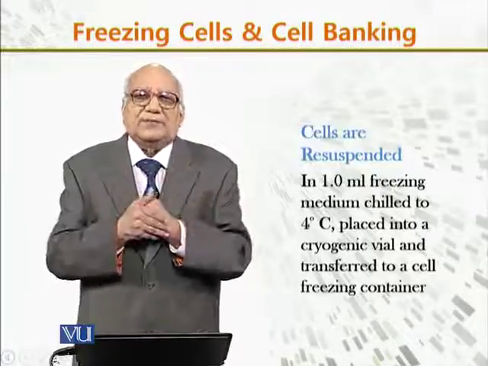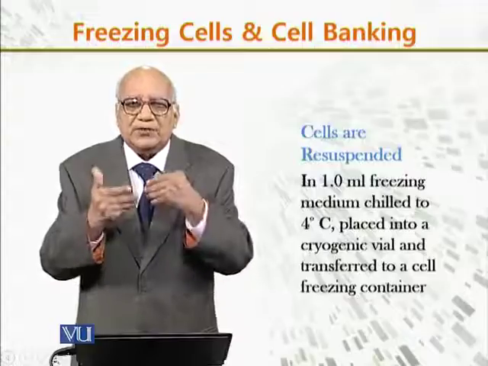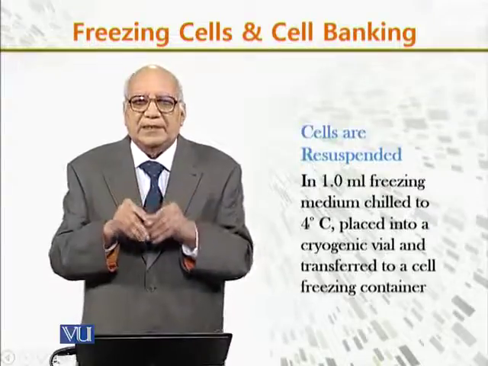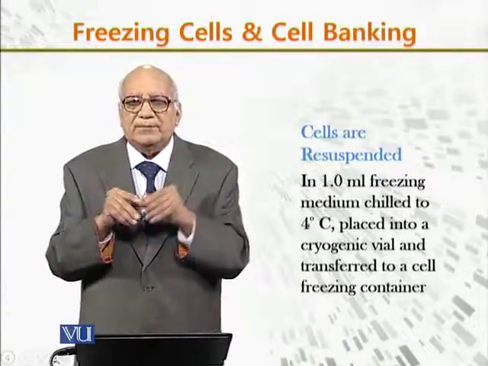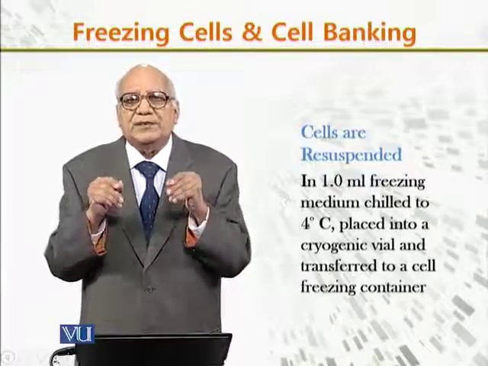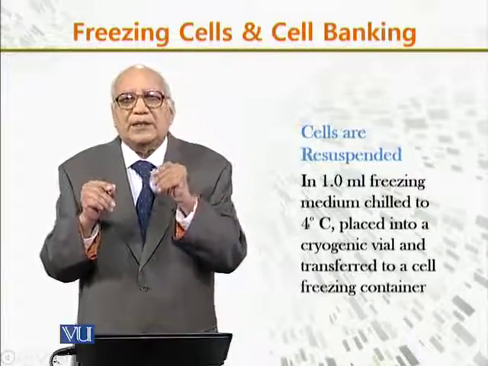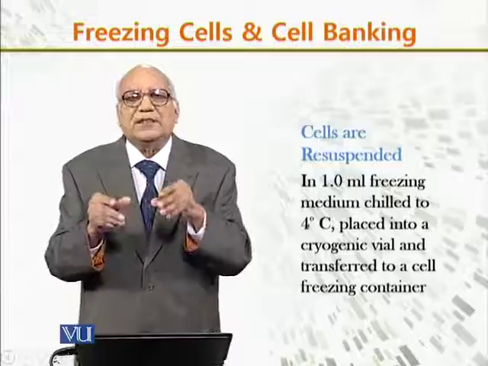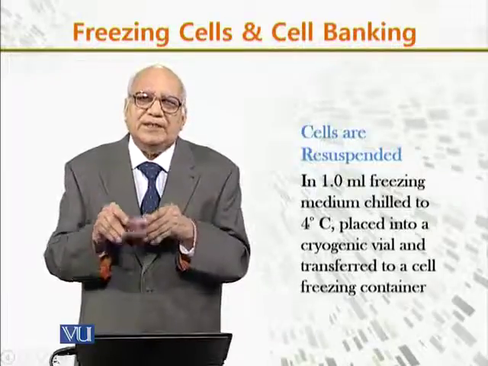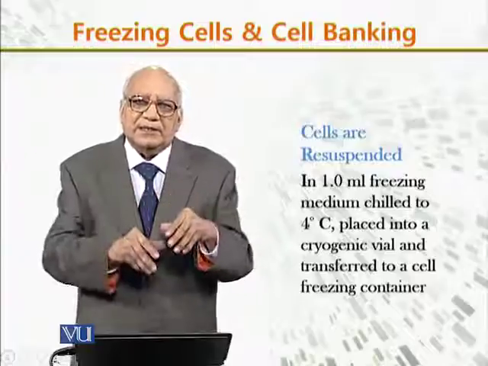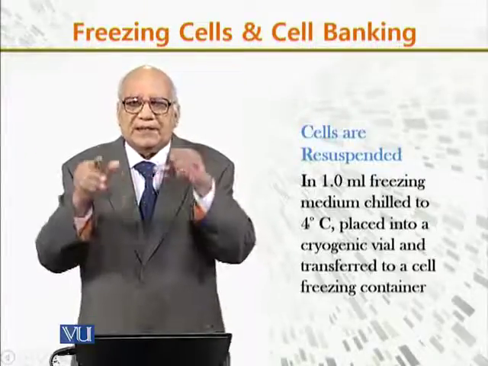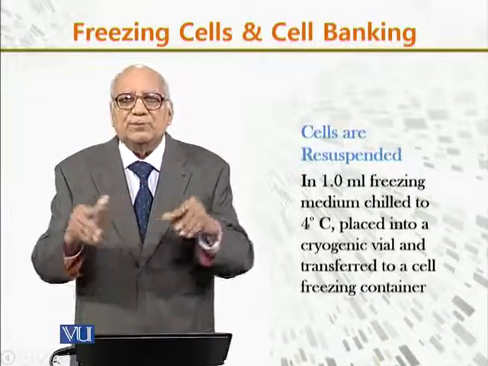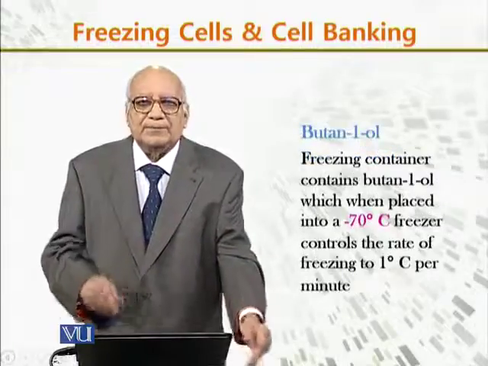Now, after we get the pellet, these cells are resuspended, redissolved in 1 mil of freezing medium that is chilled to 4 degrees centigrade, placed into a cryogenic vial, and transferred to a cell freezing container. That is, we have a cell freezing container, and that vial is transferred into that container to make a bank of the cells.